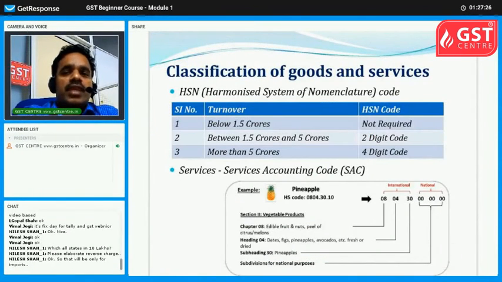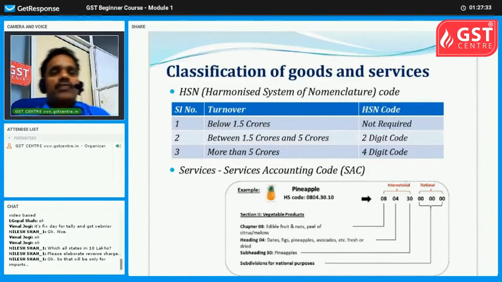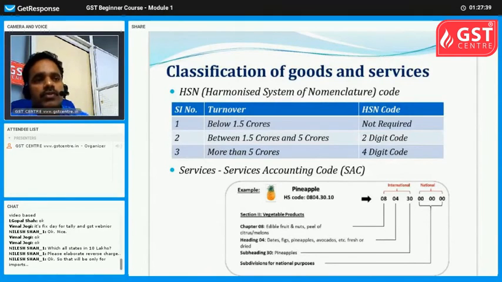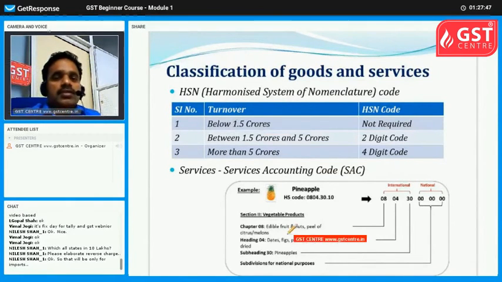And the next thing is classification of goods and services. In the GST system, all goods will be coded with the Harmonized System of Nomenclature. HSN means it is a universal code used in other countries also. And all products will have their own HSN code.